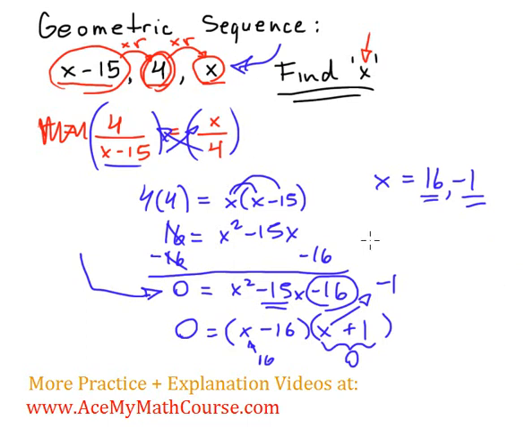Of course, we could also have a question like, well, now that you found x, identify the first three terms. In this case, we're just going to have to plug in both values of x inside the geometric sequence here. So you get 16 minus 15, that's just 1, comma 4, comma x, which is just 16. So that would be a perfect combination for this sequence. But if we plug in negative 1 instead, negative 1 minus 15 is negative 16. Then we get the 4, and x is negative 1. So that would work also.